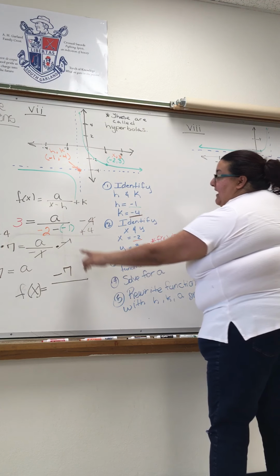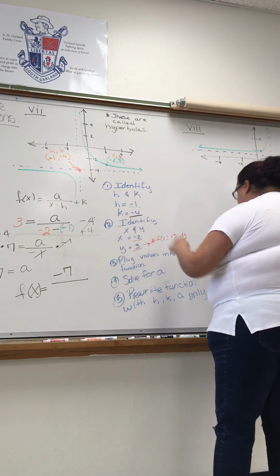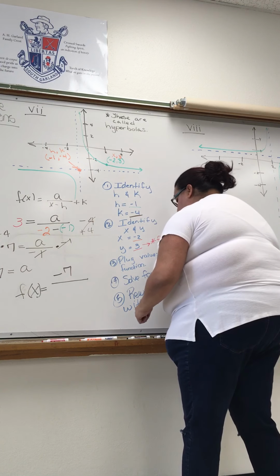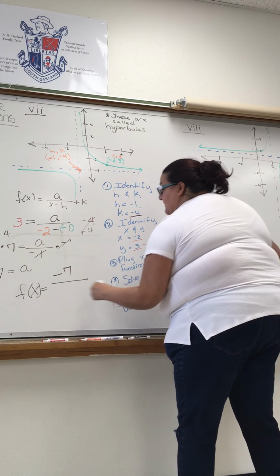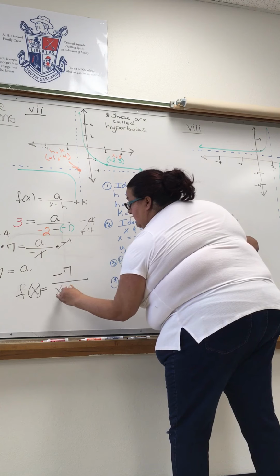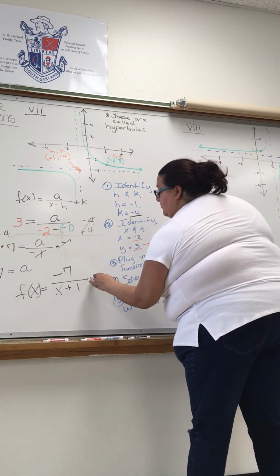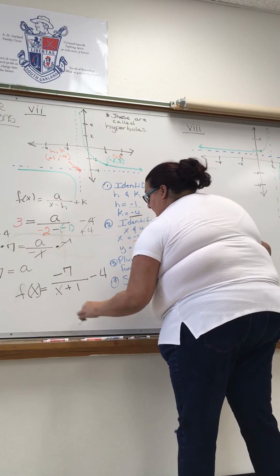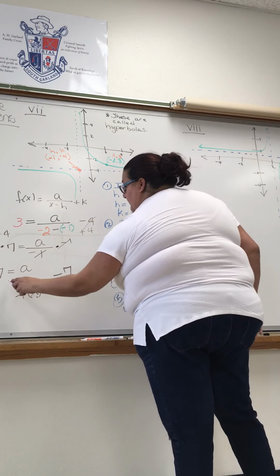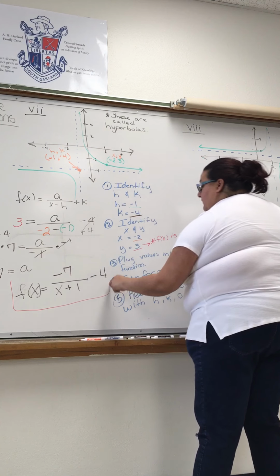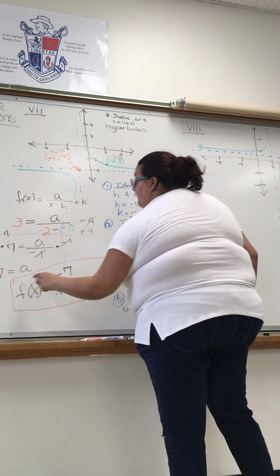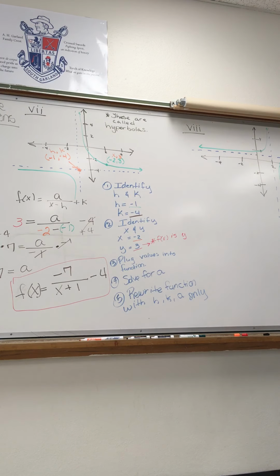Okay. Divided by x minus h. Because h is negative, it turns into an x plus 1. So it would be x plus 1. And then k is -4, so you do -4. And this is my final answer. And I think I did it wrong. I did it right, just kidding.